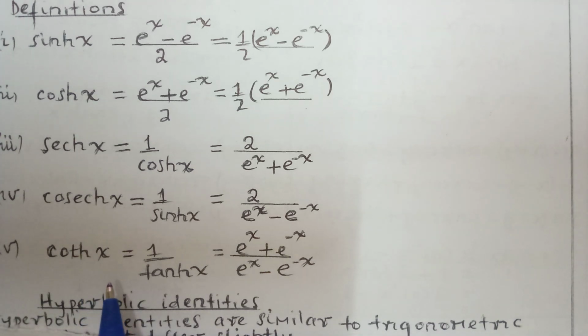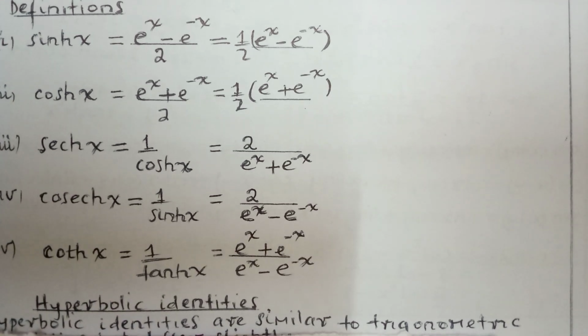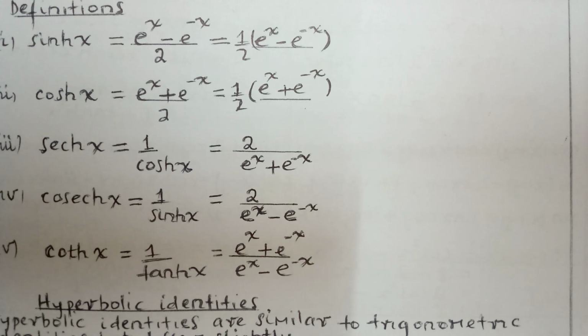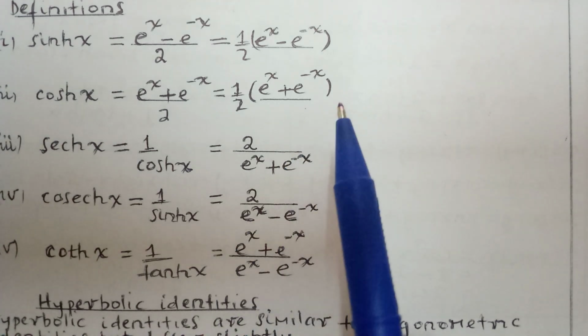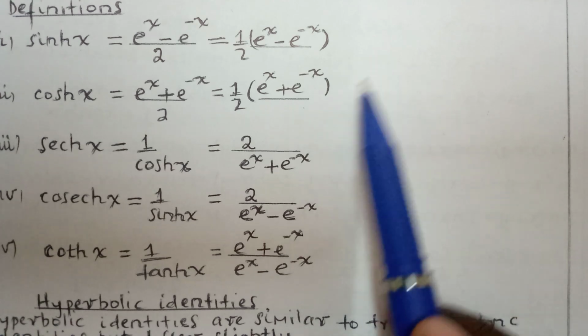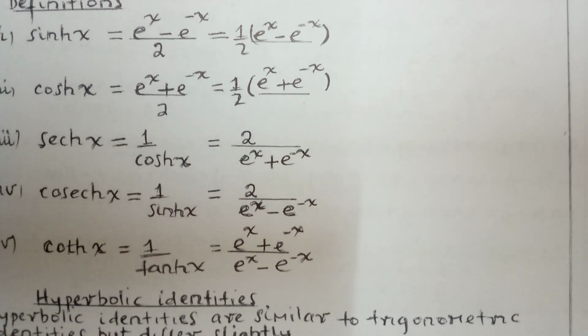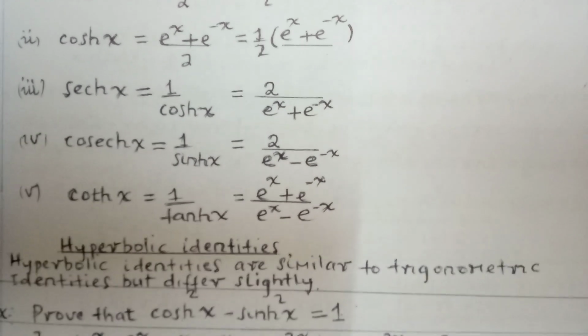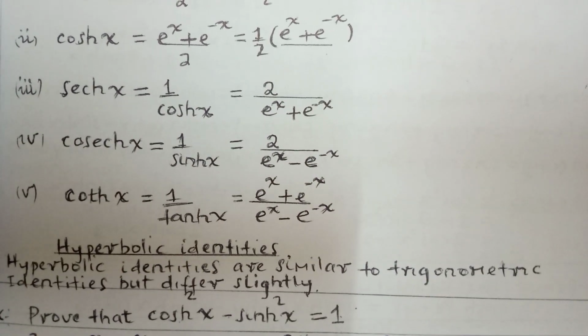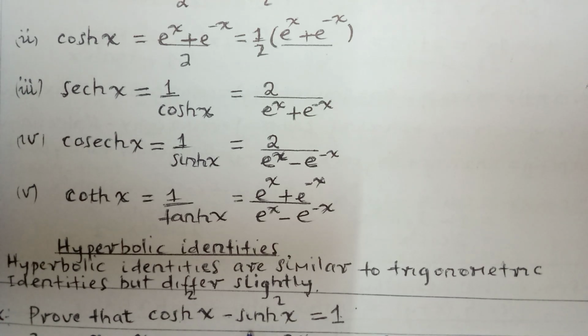definitions for hyperbolic functions. So guys, without wasting time, we can try one problem, taking note of these definitions. Here is our problem, and the problem states: prove that cos hyperbolic squared x minus sine hyperbolic squared x is equal to 1. Let's see how we can do that.